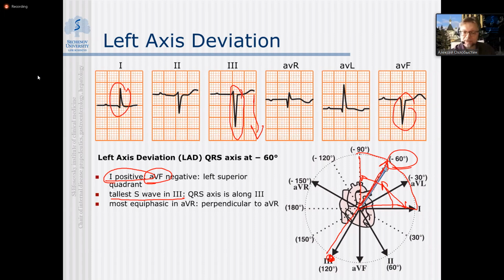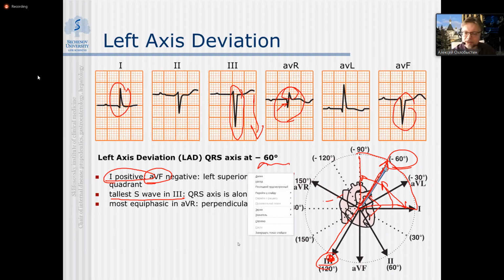Second point, the third standard lead is perpendicular to AVR. So there is a straight edge between the third standard lead and AVR. Let's pay attention to what's happening in AVR. We have almost equiphasic, but to my eye, the negative deflection is somewhat deeper, somewhat larger than the positive deflection here. And therefore, it means that it's not quite exactly minus 60.